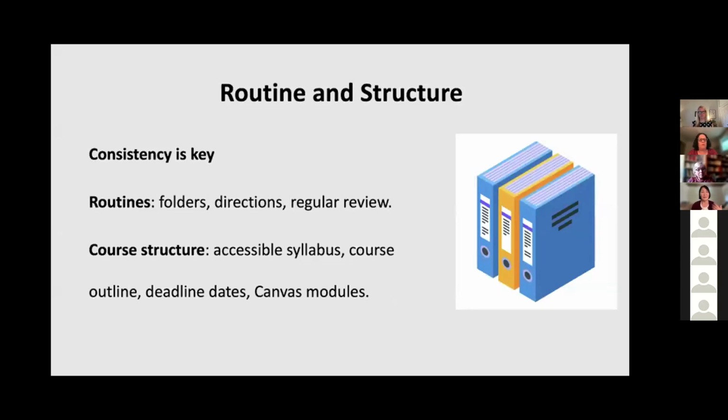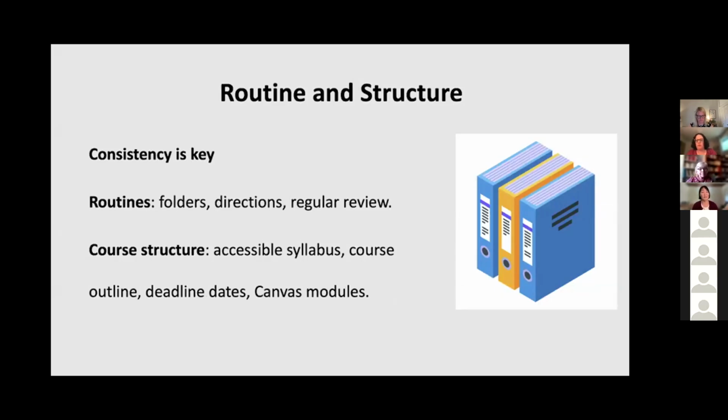A lot of what I have echoes the previous three presentations. So it's important to build a routine and structure in the classroom. That means maybe asking students to keep folders, giving very clear directions, and having regular review of grammar and vocab. I took steps to make my syllabus more accessible.